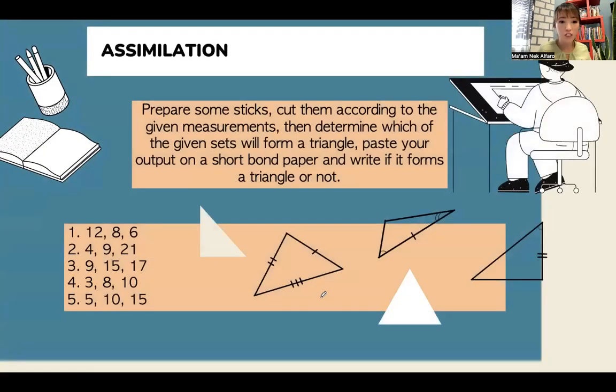For our assimilation part, prepare some sticks, cut them according to the given measurements, then determine which of the given sets will form a triangle. Paste your output on a short bond paper and write if it forms a triangle or not. Okay? So again, for some sticks, you may use walis tingting.